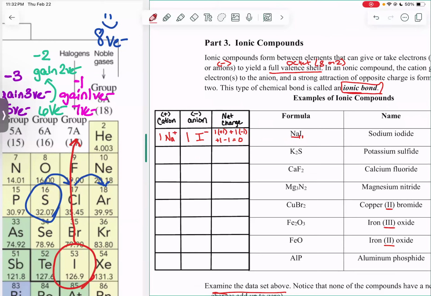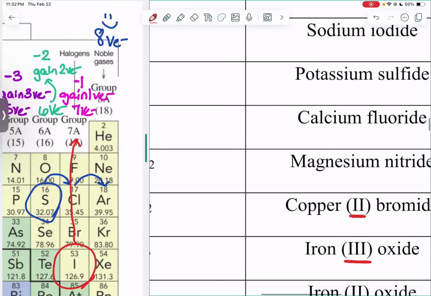So we have to give their charge when we give the name. So we say copper 2 bromide. Let's do that. If it's copper 2 bromide, what does this Roman numeral 2 mean? You're always going to have the cation first, so this is always going to be positive. And then you just have to know, how positive is it? Is it positive 2, positive 3, positive 4? Well, the Roman numeral 2 tells you it's a +2. So the copper has a charge of +2.